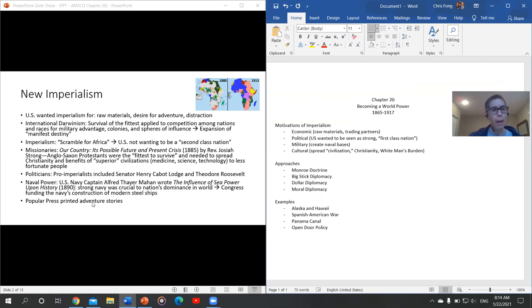And then the popular press also printed adventure stories, and so imperialism was seen as an adventure. Now, if you were to dig into what the actual main motivation was, I think cultural is probably not the main motivation, but all of the other three, the economic, political, and military motivations, I think all were valid as the primary motivations of the U.S.